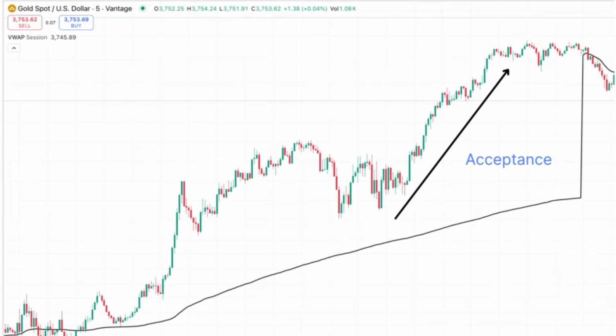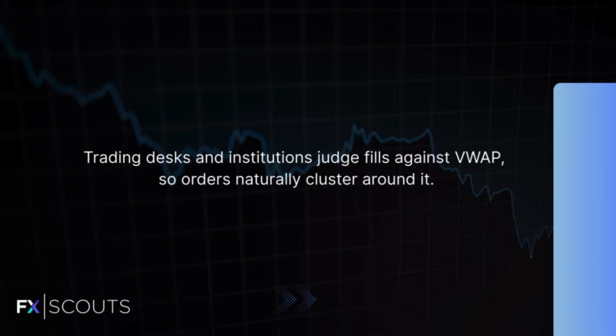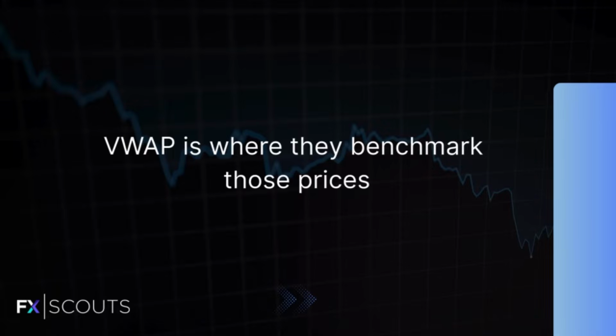And why do professionals care? Well, firstly, execution. Trading desks and institutions judge fills against the VWAP. So orders naturally cluster around the VWAP, and you'll notice that if you look at your charts too. In other words, professionals want to get the best possible price, and VWAP shows them where that best price is, and they get judged by getting that best price on any fill. So that's why price often goes back to the VWAP. And VWAP is where they benchmark those prices. And when price drifts too far from the VWAP, mean reversion flows often pull it back.